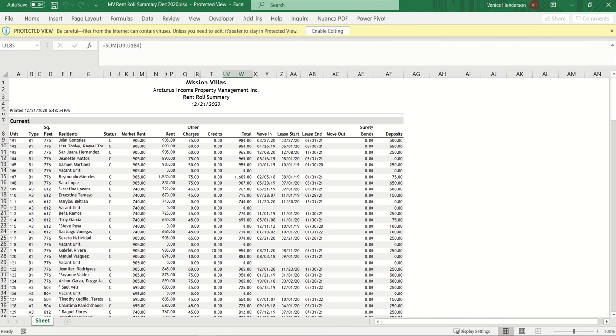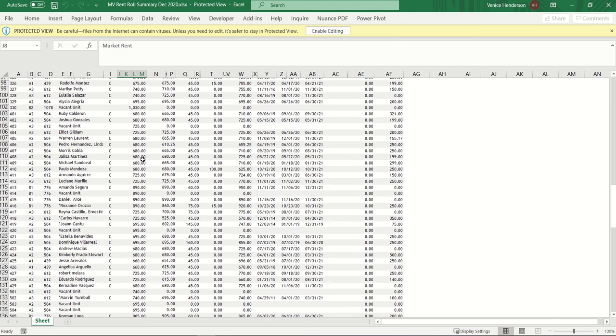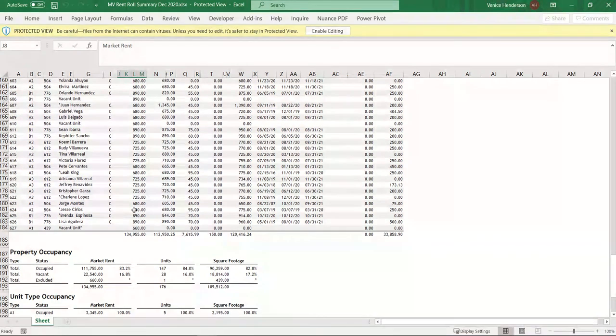Yeah, I think we should go ahead and see this property. I'm getting excited now. I'm looking at the market rent. I just want to look at the average, see what we got going on here. Wow, I see some that are at 600.